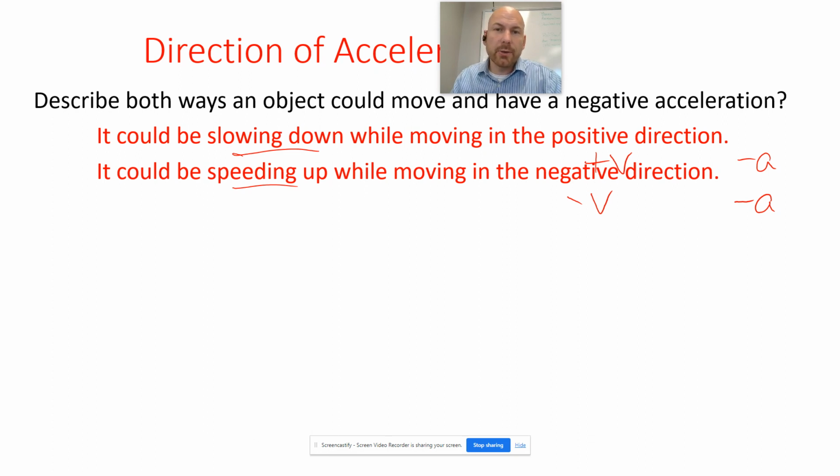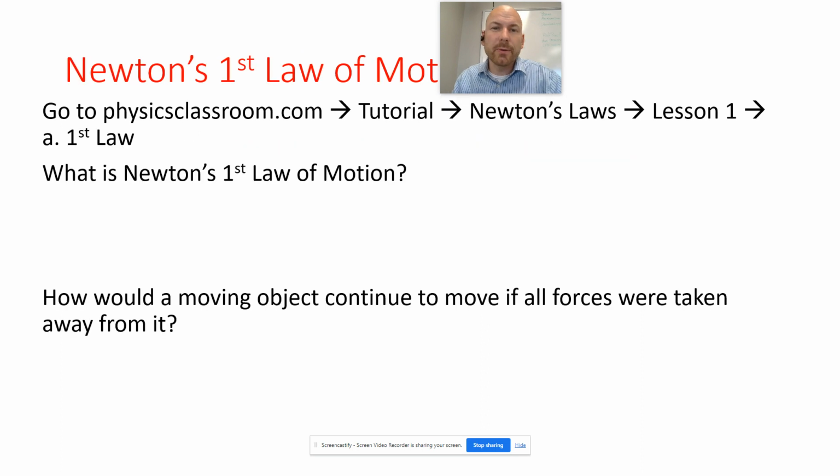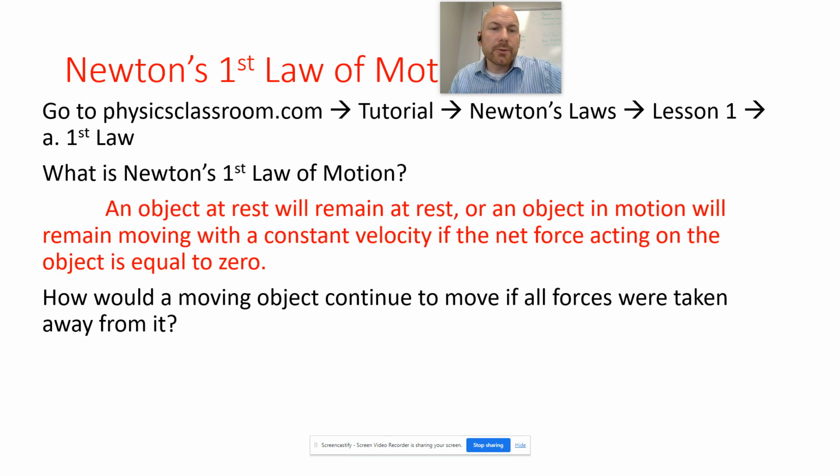Coming next is looking at forces, and it's a little more intuitive. So Newton's first law of motion, you might remember this from junior high physical science. An object at rest will remain at rest, or an object in motion will remain in motion with a constant velocity if the net force acting on the object is equal to zero. Or another way to say it, if there's no unbalanced forces acting on it.